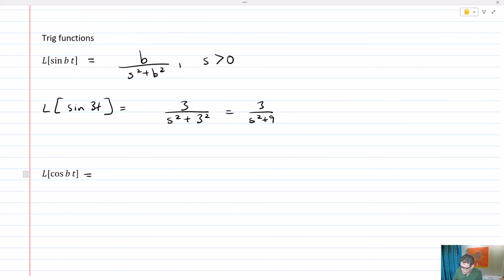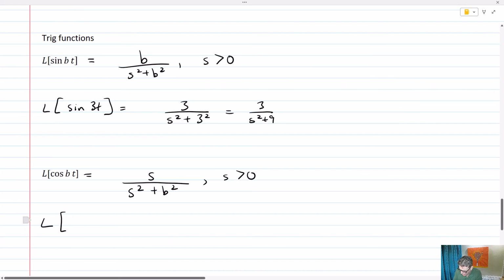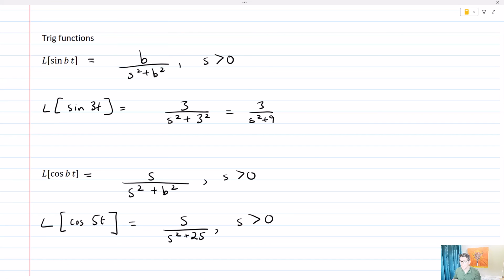The Laplace transform for cosine bt is going to be just a little bit different. It's going to actually be s, our variable s, over s squared plus b squared. And again, s is going to have to be greater than 0. So take an example, L of cosine 5t. That ends up equaling s over s squared plus 25. And s, again, is going to have to be greater than 0. And so that is our Laplace transform for cosine bt. And so those are our trig functions. And pretty much we're going to be able to do an awful lot with power functions, exponential functions, and our trig functions.